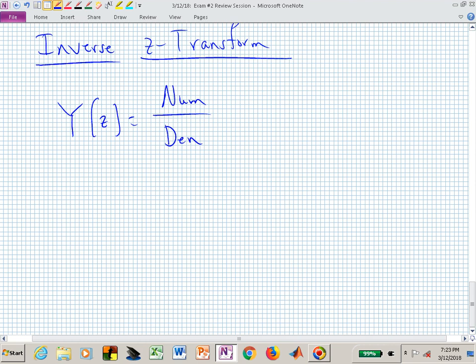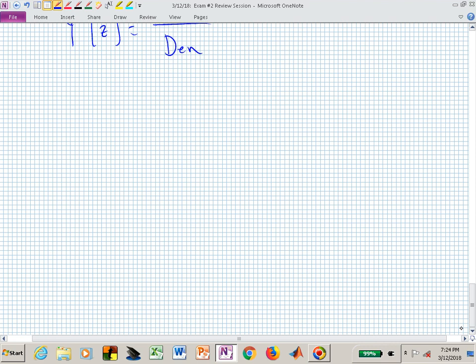But in this case, we'll probably have this being proper, meaning the numerator order is the same or less than the denominator, not strictly proper. So proper is when the numerator order is the same as the denominator order, and that's what's okay for Y of z.